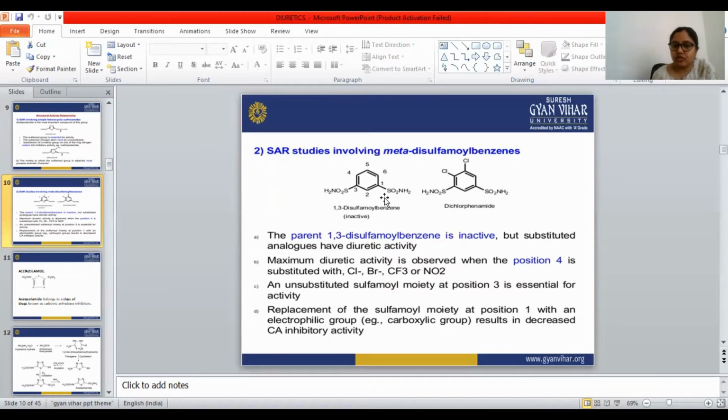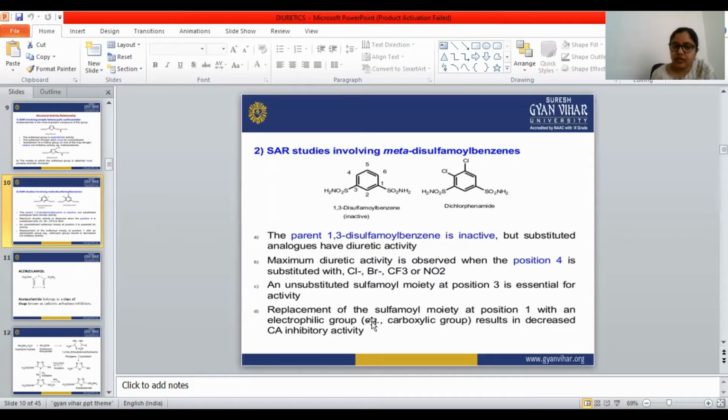So the first position is here, and we are counting from here: 1, 2, 3, 4. If we introduce a chloride group, bromide group, CF3 group, or NO2 group here, that shows the maximum diuretic activity. And an unsubstituted sulfamyl moiety at position 3 is essential for the activity. Here we can't substitute any group because this is necessary.